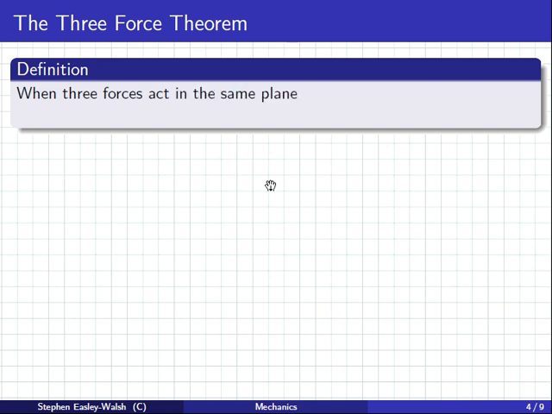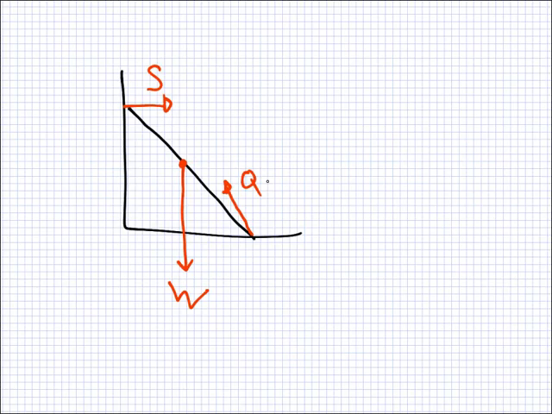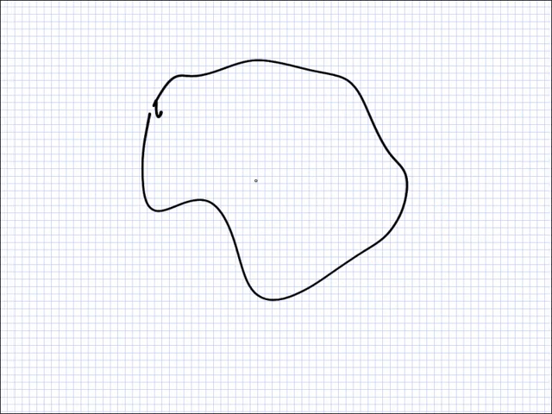When three forces act in the same plane on a mass in equilibrium, then all the lines of action meet at one common point. Now, before you write that down, I'll just draw precisely what that means on the left here. So it means if you have some mass, and there are three forces acting on it, there's force 1, there's force 2, and there's force 3, and in total it's in equilibrium, meaning it doesn't turn or it doesn't move, then Lami said these three forces must meet at some shared point.